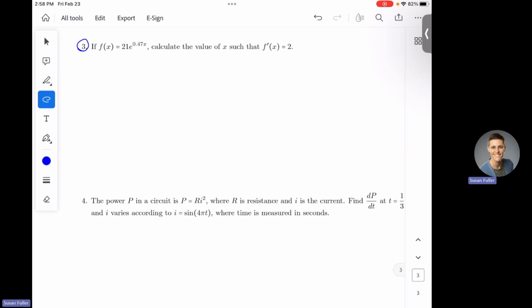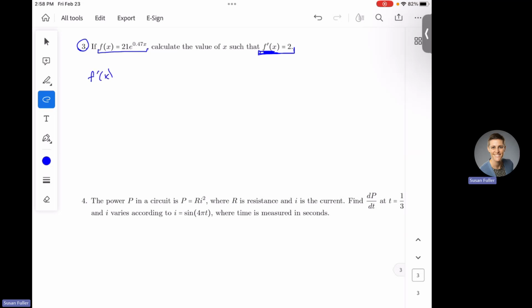If f of x is equal to 21 times e to the 0.47x, calculate the value of x such that f prime of x equals 2. Okay, so this is our function, and we are asked to figure out what values of x make f prime of x, my derivative, equal to 2. Well, in order to figure that out, we need to know what the derivative looks like and set it equal to 2. So let's start with that.